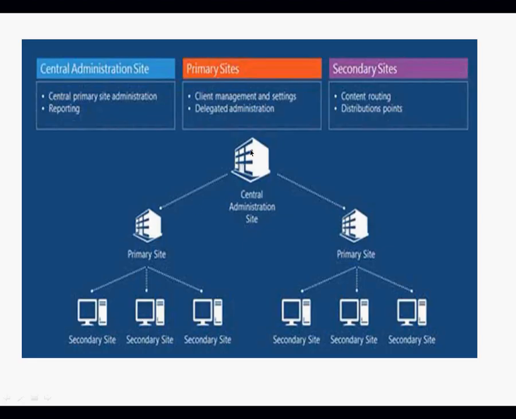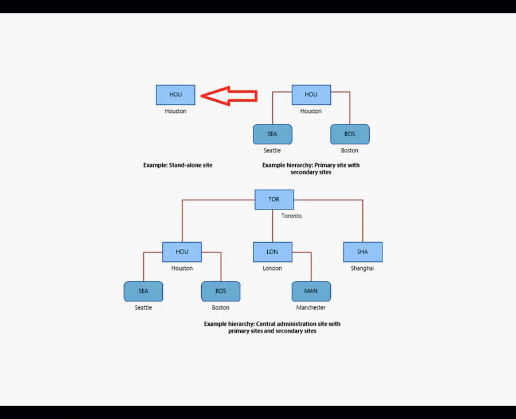The central administration site will be sitting on the top of the hierarchy. Then you have multiple primary sites, and then you have multiple secondary sites, like this. Okay. Got it.